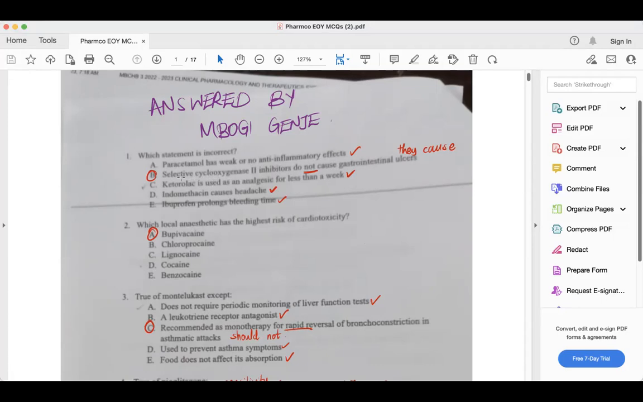For choice B, selective cyclooxygenase 2 inhibitors do not cause gastrointestinal ulcers. You can get the answer to this, and we can get more information about it on slide 55.